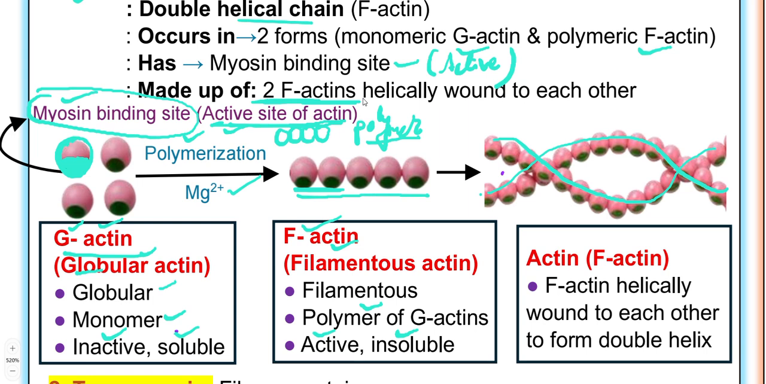See, basically, if you want to make a Maggi, you should have a Maggi packet, you should have a masala packet, right? So in the same way, my actin is 2 F actin, 2 filamentous actin, which is made from many globular G actin. ठीक है, in the presence of magnesium. This process we call polymerization. Now let's come to the next one.